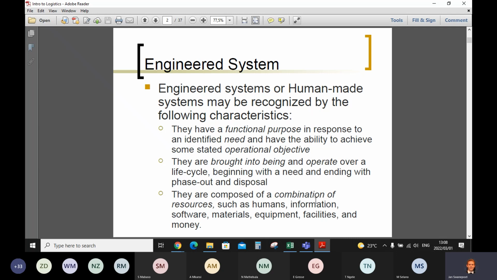They are composed of a combination of resources. We spoke about this: a system isn't just one item. It can be an integration of humans, information, software, materials, equipment, facilities, and money. I heard Elon Musk say the other day about his Tesla cars that they're as much hardware as they are software. What he was referring to is all these self-driving cars that he's been developing. So they do have the hardware facilities.